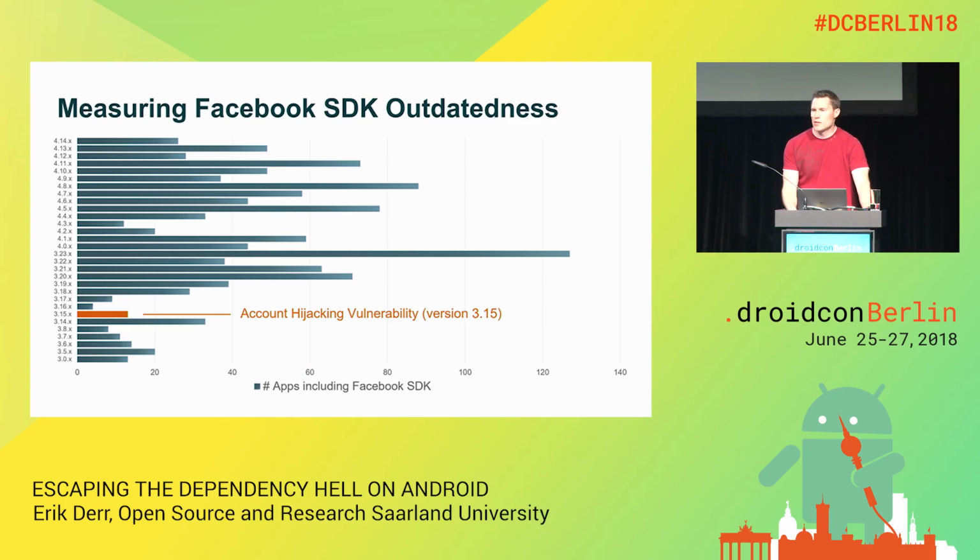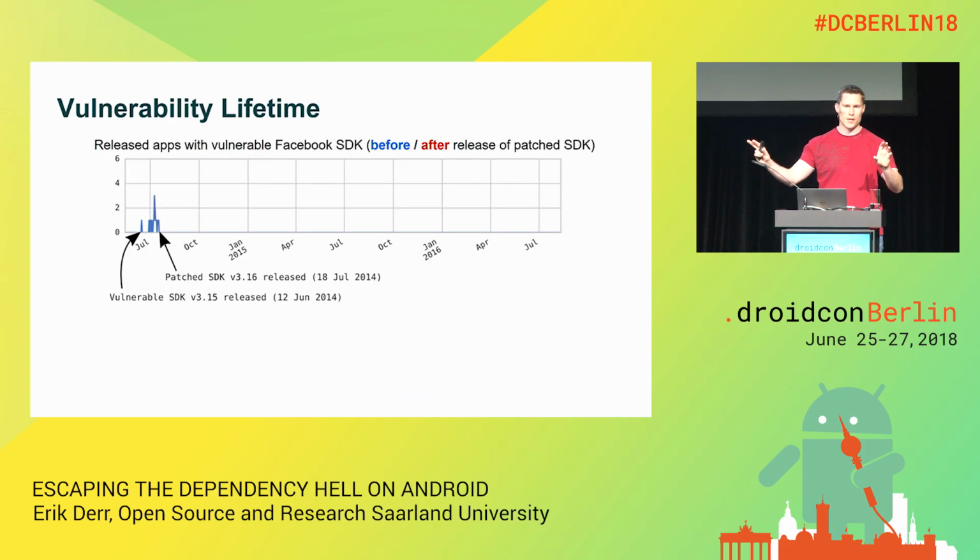But we were also interested in measuring how long it takes for app developers to patch such an issue. To that end, we took the 4,000 applications, we crawled the entire version history from Play, and then checked at which point in time this vulnerable SDK was introduced and which point in time it was actually fixed. So here you see a plot of a time span of about 2 years, starting with the release of the vulnerable SDK in June 2014. About 1 month later, Facebook released the patch.